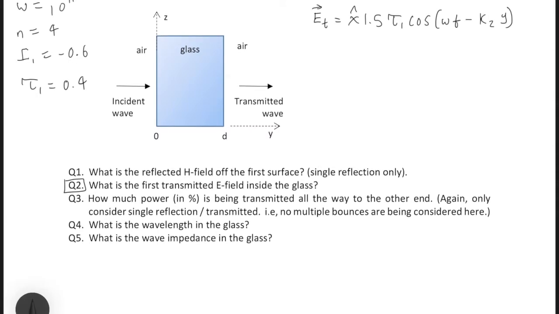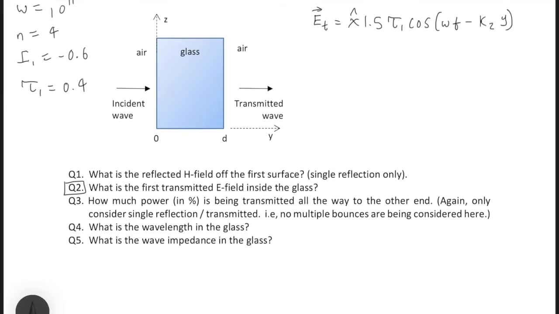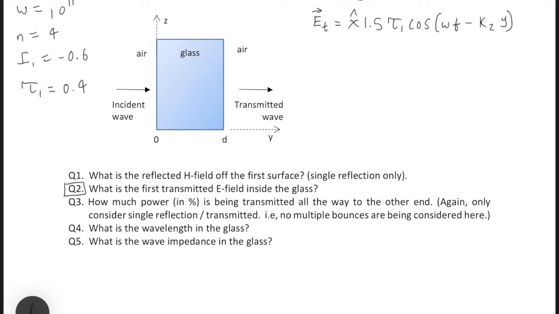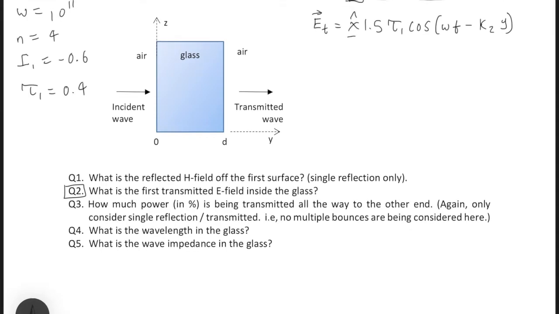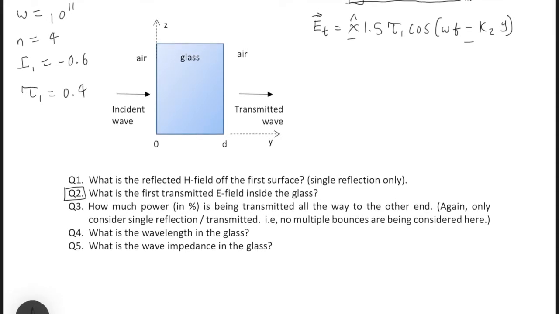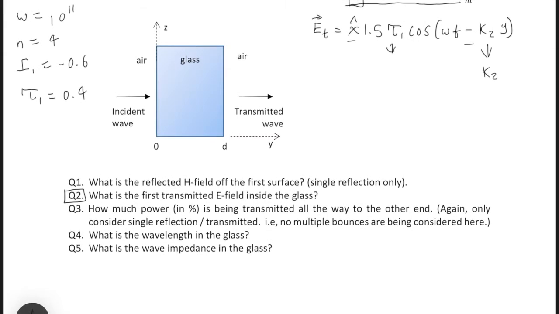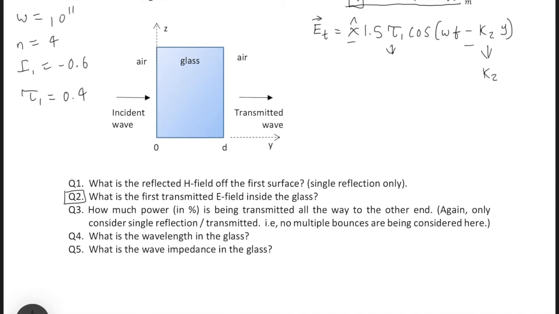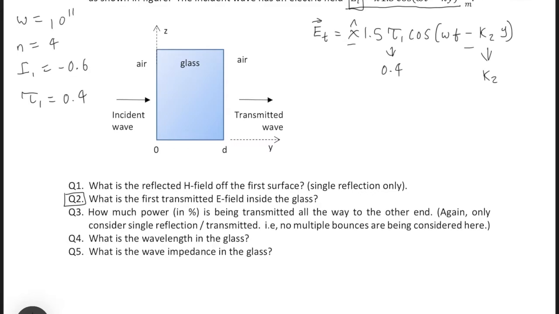Our propagation direction is going to be the same, and our field will be still oscillating on the x plane. So that's why our x and our sign here are the same. So the two things we got to solve for are k2 and tau 1. Tau 1 we already solved for, so we have 0.4, and that will be the transmission coefficient.